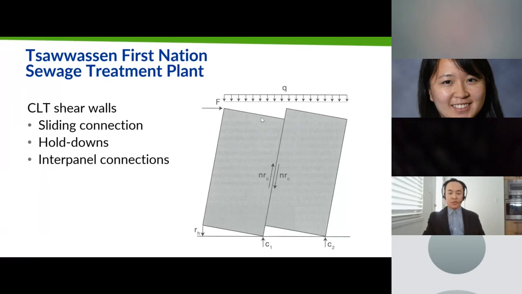And we designed CLT shear walls for these two buildings at the treatment plant. The main principles of CLT shear walls are that you have to design for the base shear, sliding shear connection along the bottom of the walls, and you have to design for hold downs to take the overturning forces. But you also have to design interpanel connections between adjacent wall panels. And this interpanel connection is also an energy dissipating connection, and it's very important.